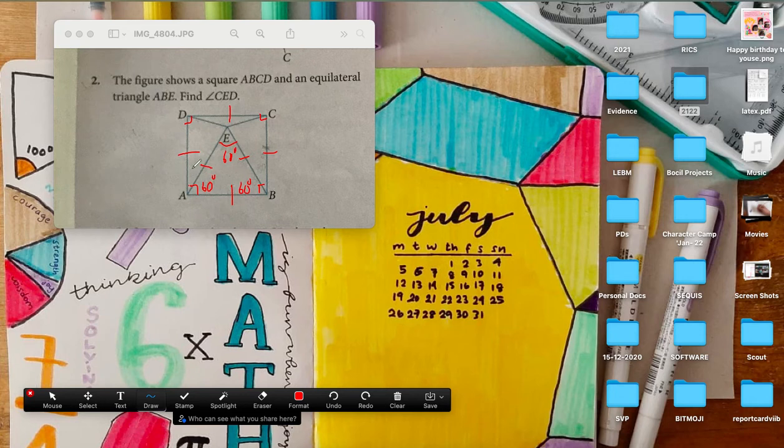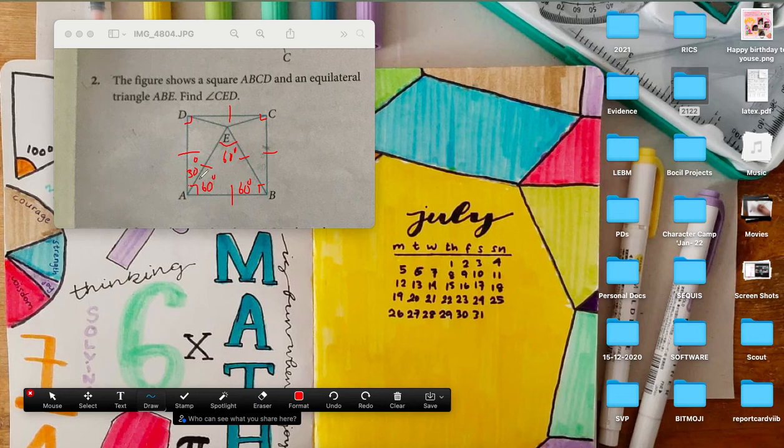Next, based on the information, I cannot find the size of angle CED right away, but I'll use all the information given to find the size of angle CED. So let me continue. Here, angle A in the square ABCD is 90. If angle A is divided into two parts and one of the parts is 60 degrees, the other part here has to be 30 degrees.